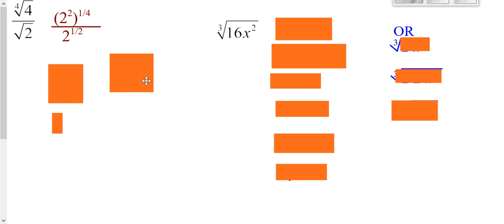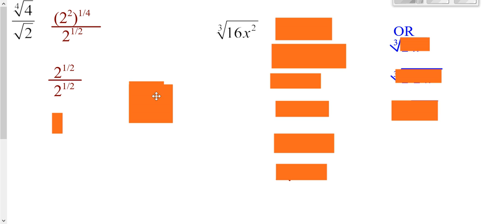So here, our 4 on top is a 2 squared. Our 4th root is a 1/4 power. Exponent raised to an exponent on top, you multiply your exponents. You get 2 to the 1/2 on top. You would get 2 to the 1/2 on the bottom. Top and bottom are the same, so you know you get 1.